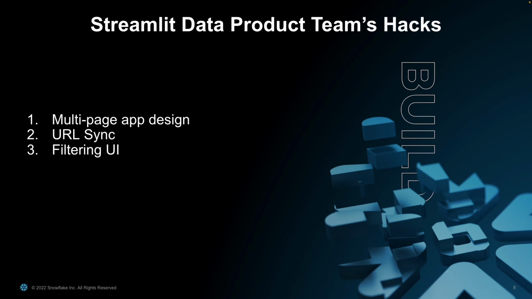The practical examples that we're going to walk through are 1, the multi-page app design, 2, the URL sync, and 3, the filtering UI. And I mentioned this a little bit before, but there's really a couple things that I hope that you all get out of this. 1, if you all are creating Streamlit apps, maybe you'll be able to use some of these hacks. We've open sourced all of them such that anyone can really use any of these.